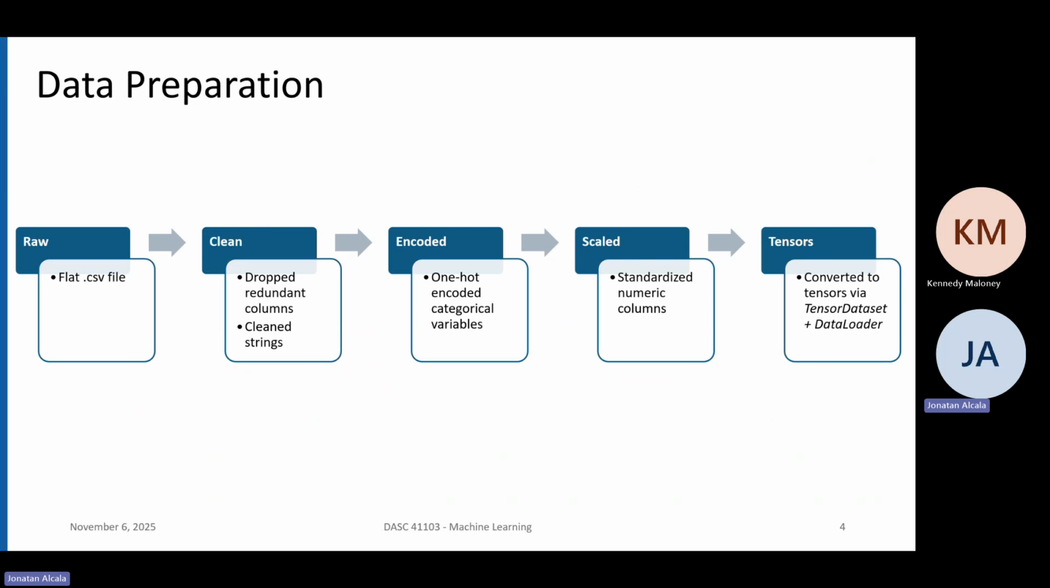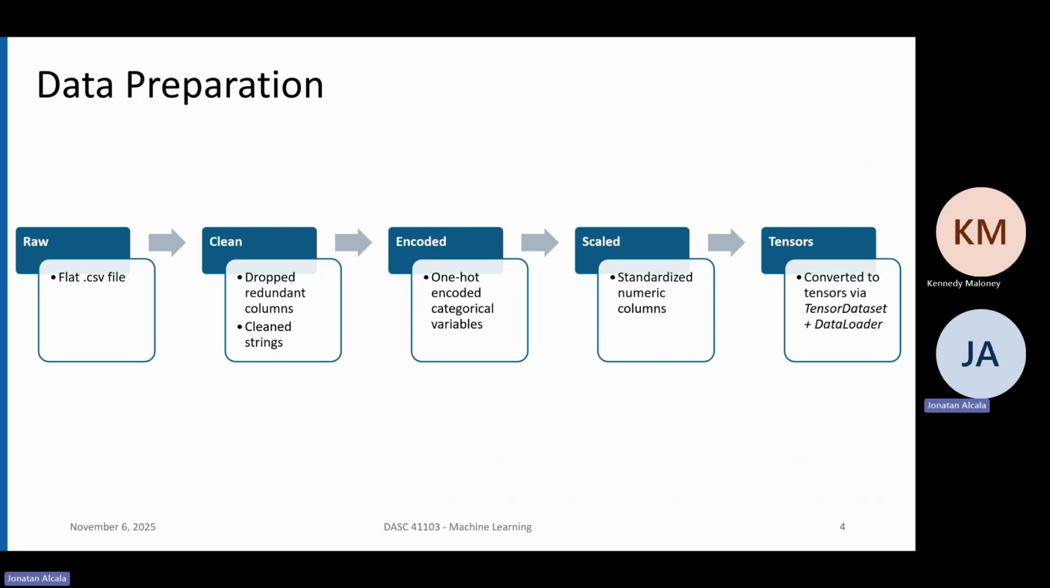So we began with the flat CSV file of the adult income data set and went through five key pre-processing stages. First, we cleaned the data, trimming strings, replacing question mark values with unknown, and dropping redundant columns like education, since education number carries the information numerically. Then we one hot encoded all categorical variables, which expanded our feature space to 91 columns. Next, we standardized the numeric columns, so all features are on comparable scales, which helps the MLP converge faster.